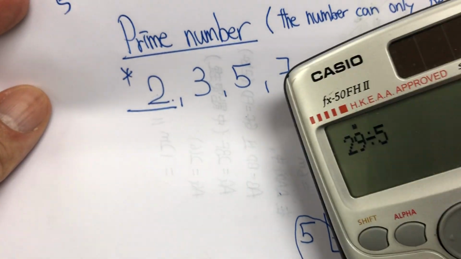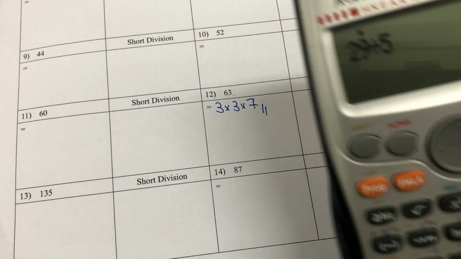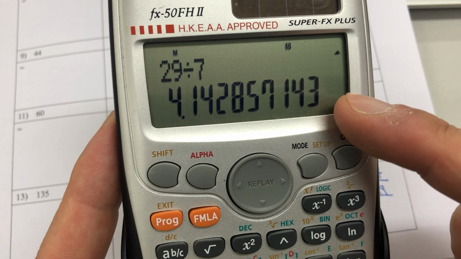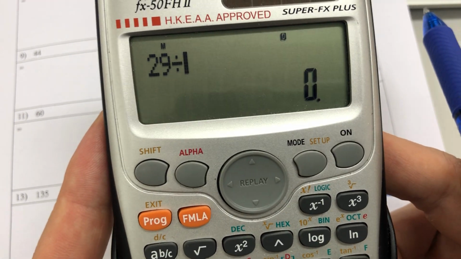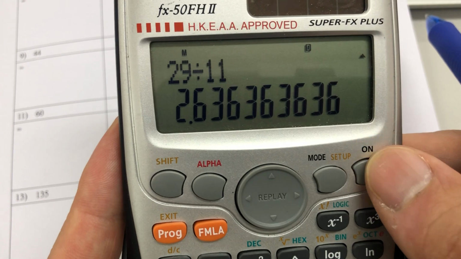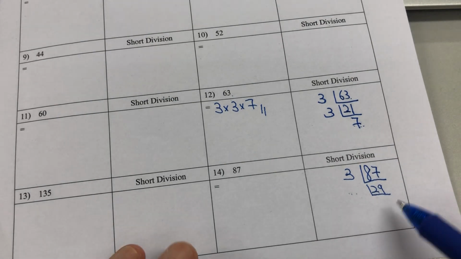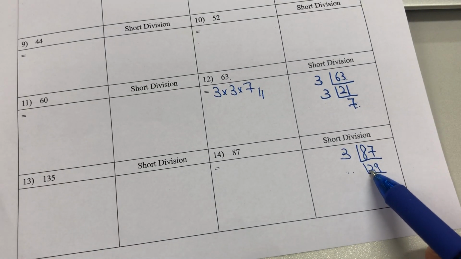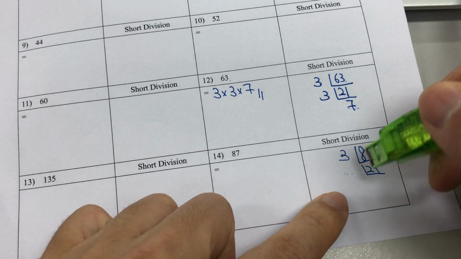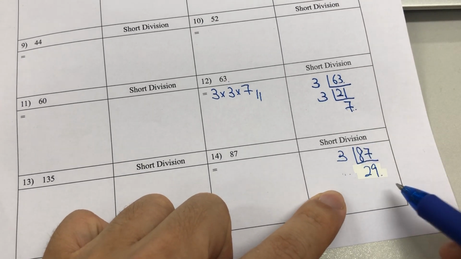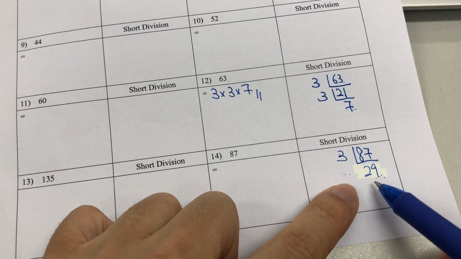Then what is the next prime number? What about 7, 11, 13? What about 7? So 29 divided by 7. Oh, also not okay. What about 29 divided by 11? Also not okay. What about 29 divided by 13? Also not okay. Oh, it cannot be divided by other numbers, 29. In fact, 29 is already a prime number because 29 can only be divided by 29 or 1.